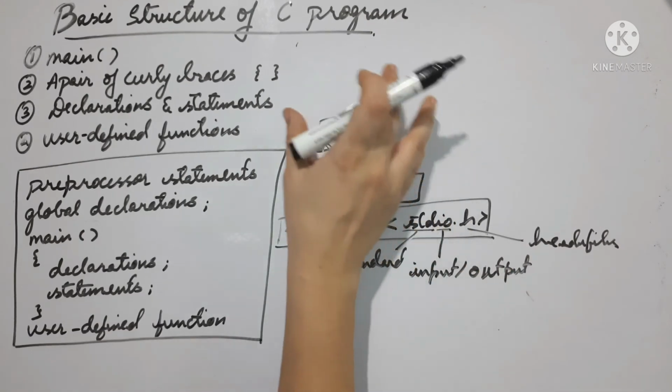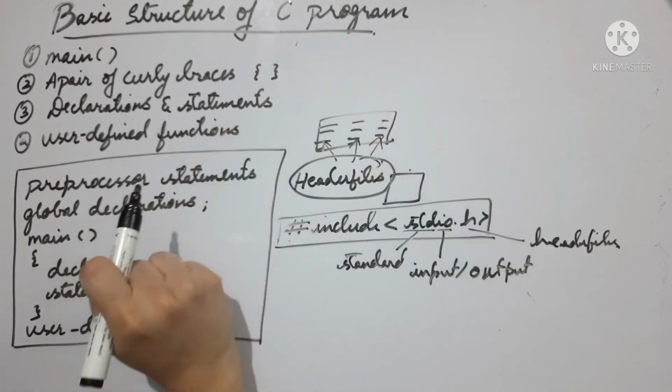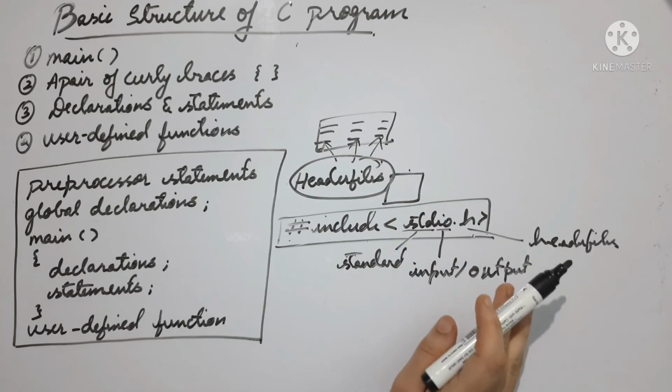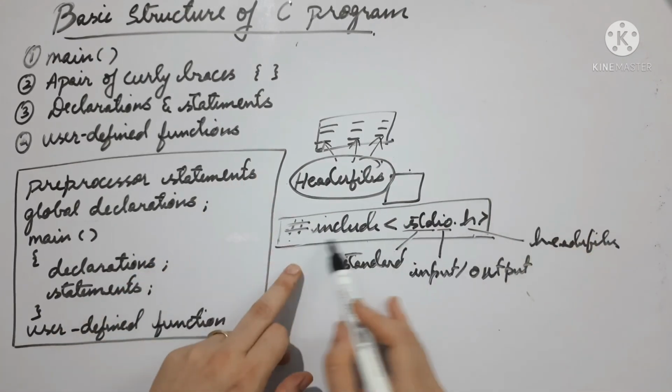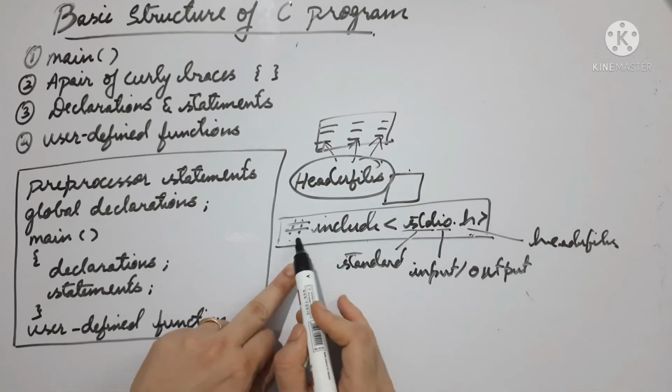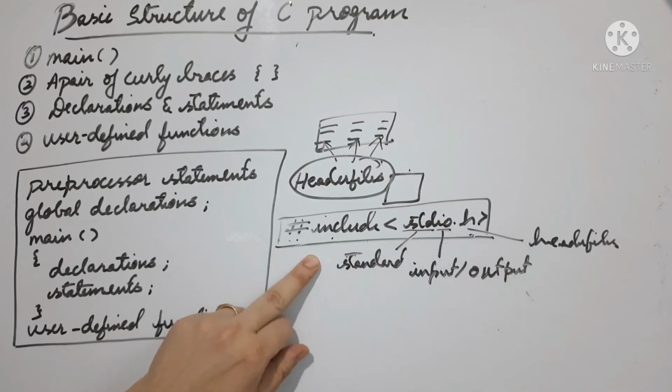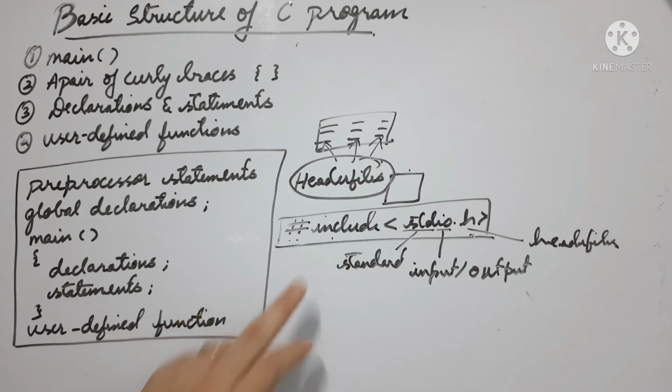So I have to include this library in my program. For that purpose we will write this statement. Whenever you are writing a C program, this is a very common statement which you will be coming across. Hash include stdio.h. Please write and practice this. I recommend you write and practice.